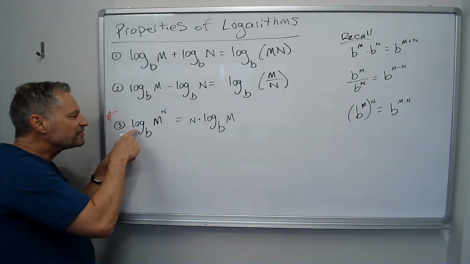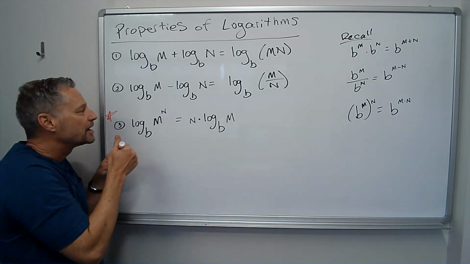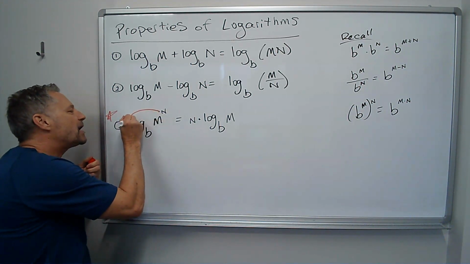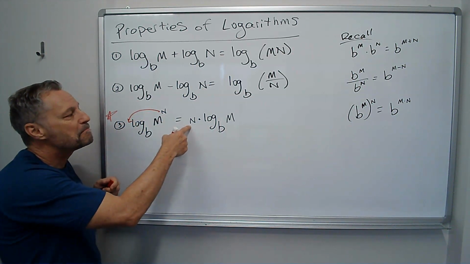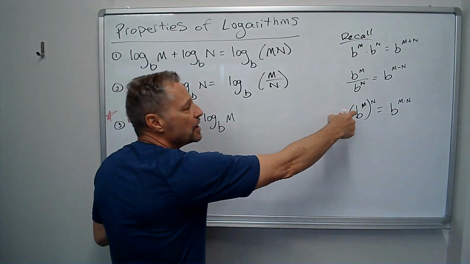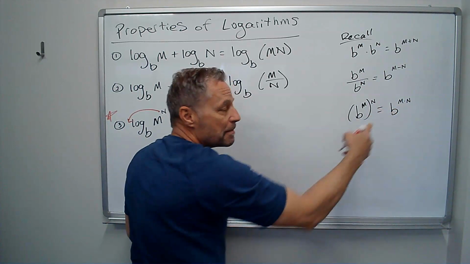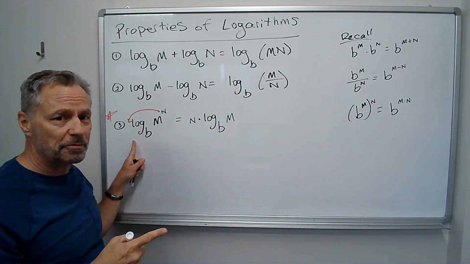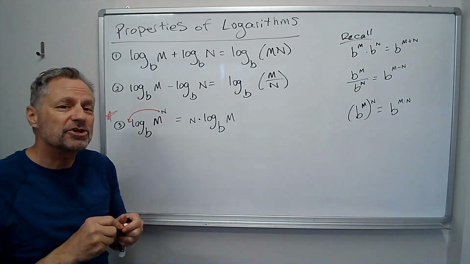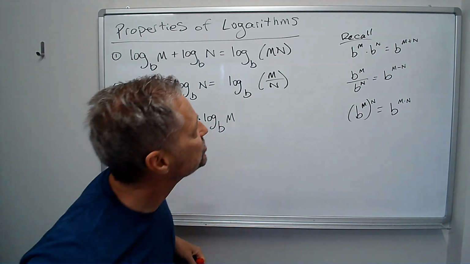It says if I have log base b of m to some n power, I can actually bring this power down in front and multiply it by the log. Remember, a power raised to a power, I multiply those. That's how I multiply here. And what I'm going to do is show you how to use each of these real quickly.